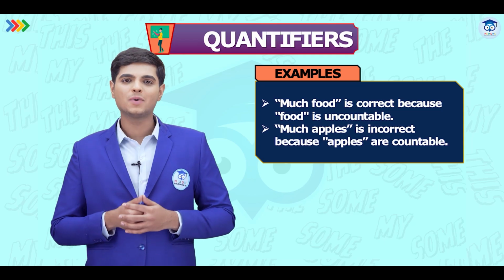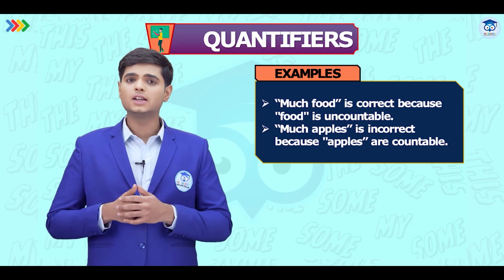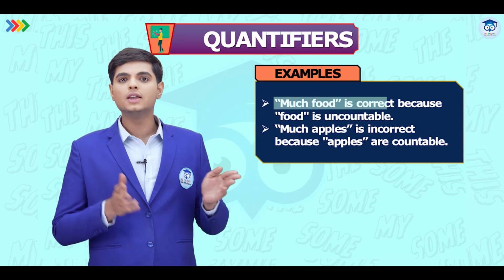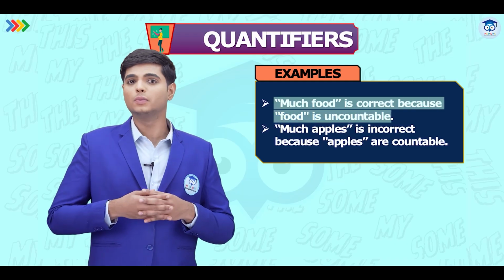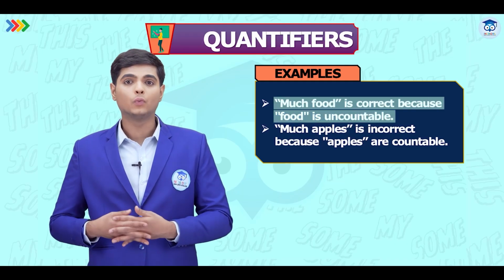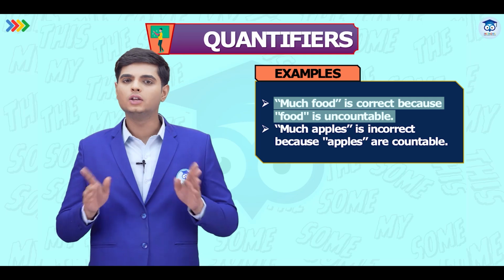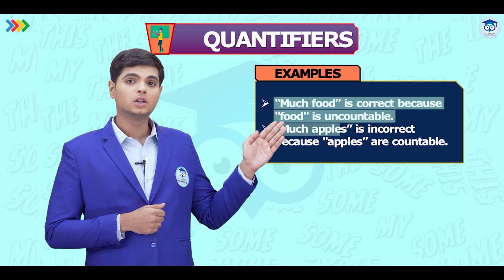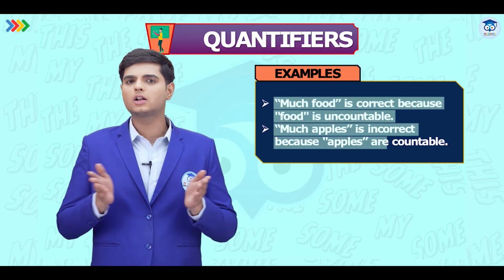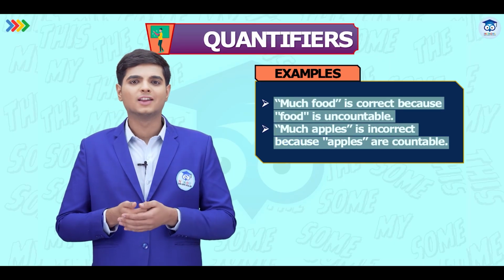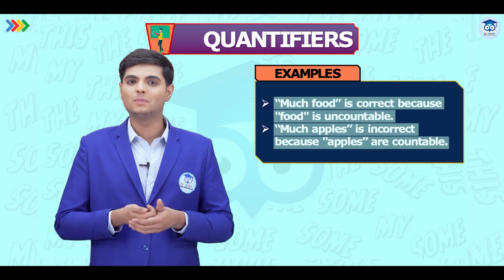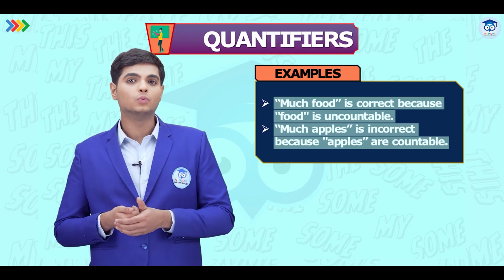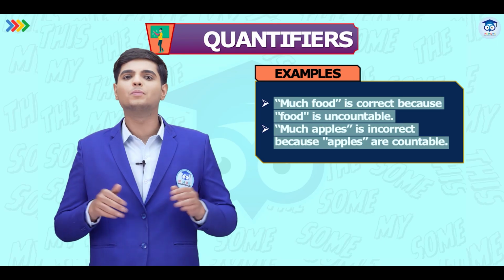Now, let's clear up a common mistake. In the sentence, much food is correct because food is uncountable. The quantifier much fits because we cannot count food individually. But when we say much apples, it is incorrect because apples are countable, and it sounds wrong. Instead, we should say many apples. So matching quantifiers with the right type of noun is very important.